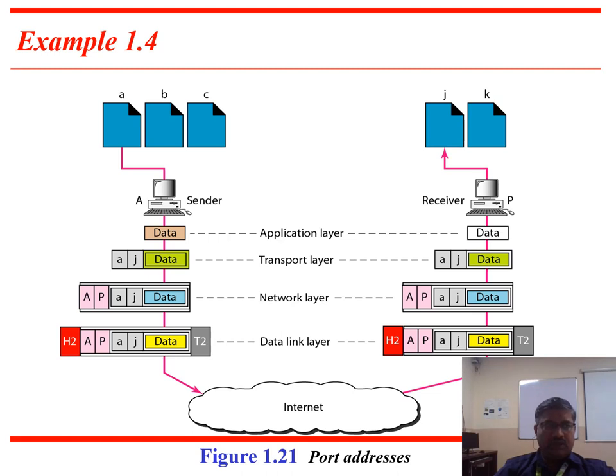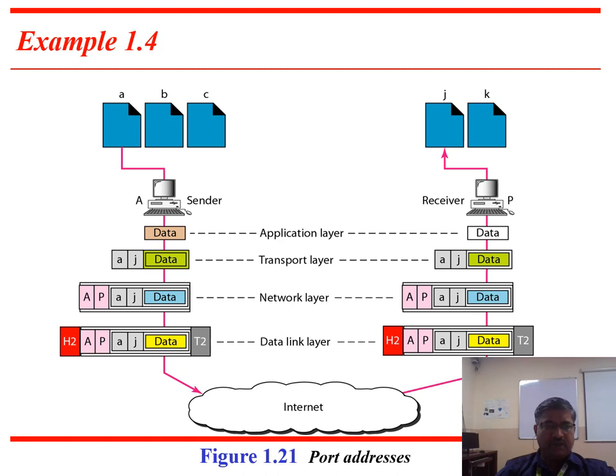In the previous slide we saw each computer is connected to only one link and therefore has only one pair of addresses. Each router, however, is connected to three networks, so each router has three pairs of addresses, one for each connection. This example shows two computers communicating via the internet. The sending computer is running three processes at this time with port addresses A, B and C. The receiving computer is running two processes with port addresses J and K. Process A in the sending computer needs to communicate with process J in the receiving computer.